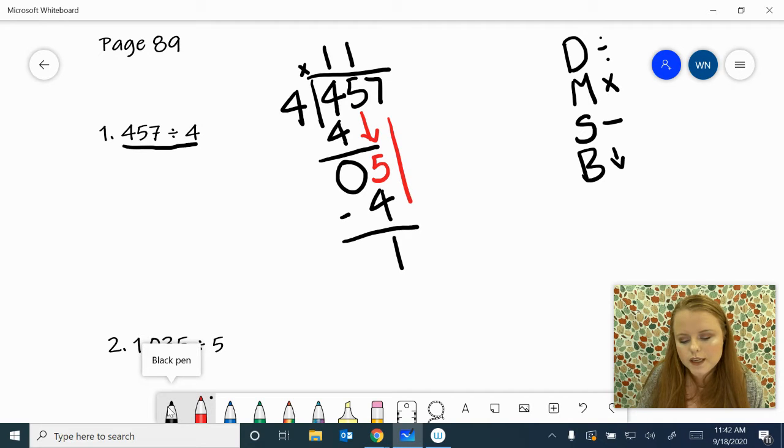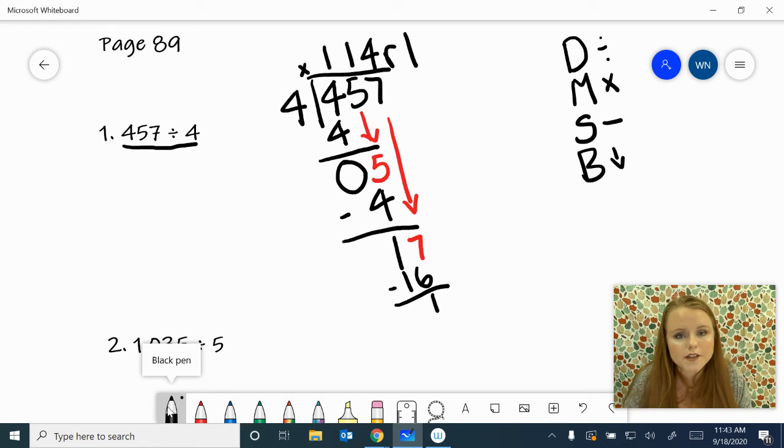And we need to bring down our 7. 17 divided by 4 will give us 4, because 4 times 4 is 16. And let's subtract. 17 minus 16 is 1. 114 remainder 1 should be your answer. Make sure you have this copied neatly into your notebook so that if you ever have questions, you can look back at it. Let's move on to number 2.